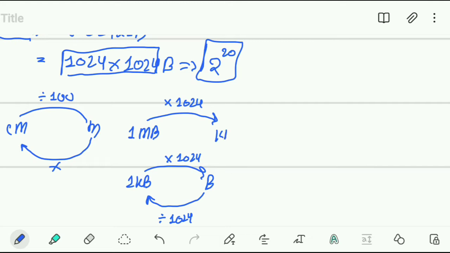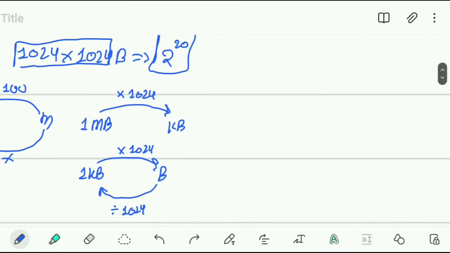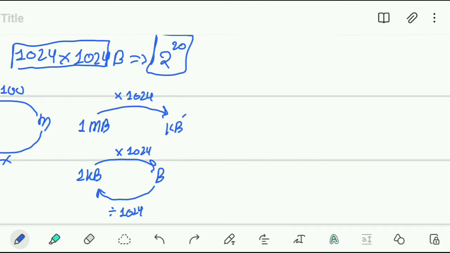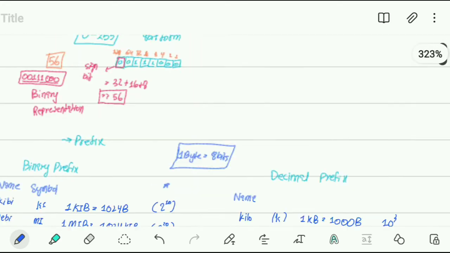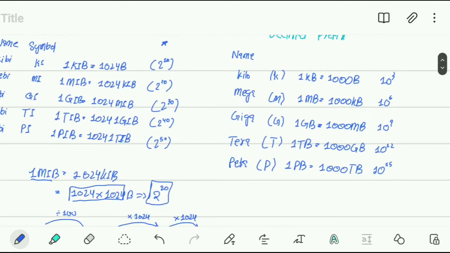This will become kilobytes, and then from kilobytes to bytes it's again multiplied by 1024. If we're going backwards, we divide by 1024, and again going backwards, divide by 1024. Okay, so this is how you do the conversion, and it's going to be really helpful when calculating the file size of anything. Definitely it will come in your exam.